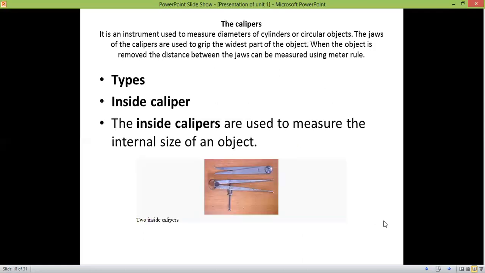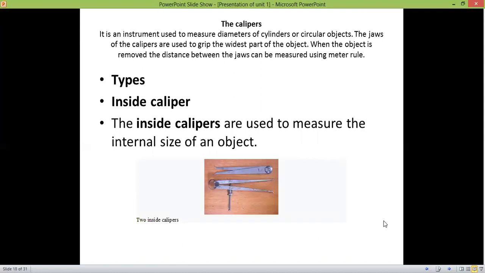Next, we have to discuss the use of calipers. It is an instrument used to measure the diameter of cylinders or circular objects. The jaws of the calipers are used to grip the widest part of the object. When the object is removed, the distance between the jaws can be measured using meter rule.